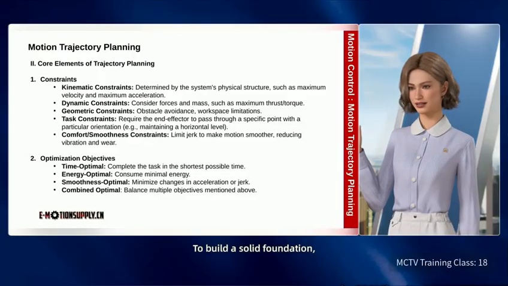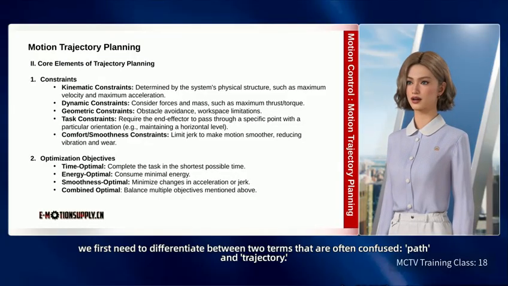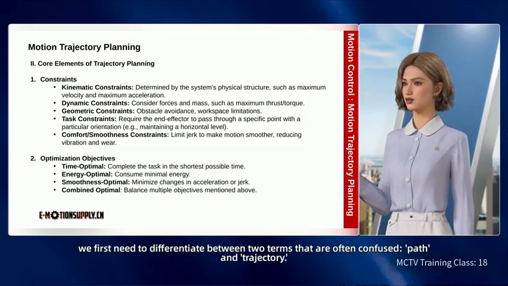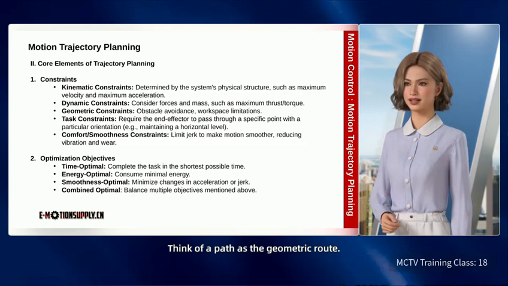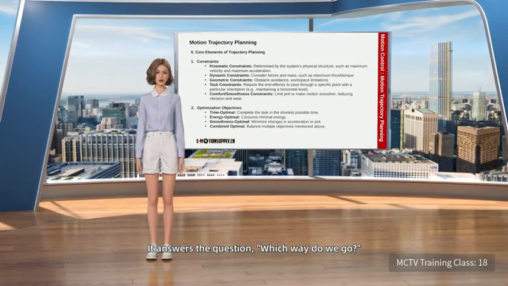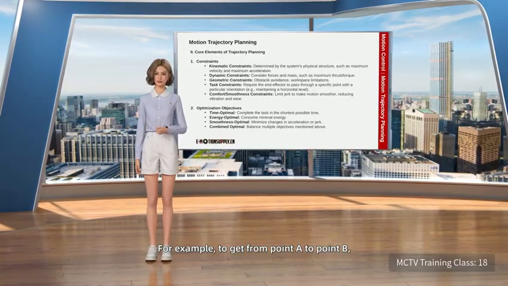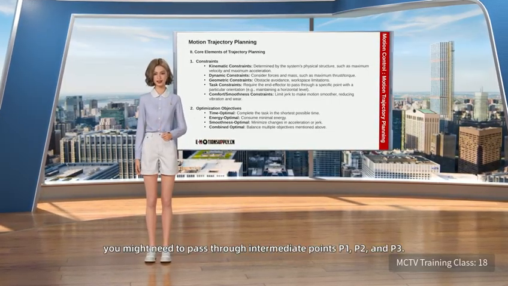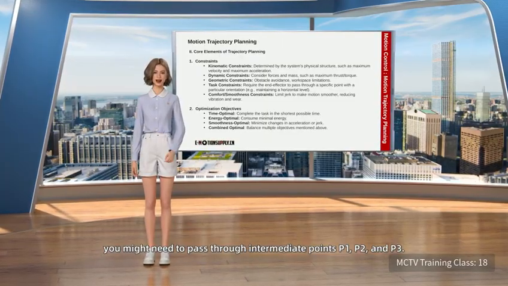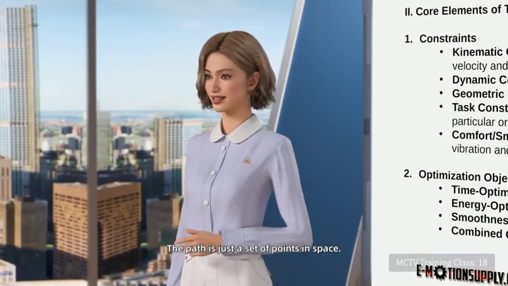To build a solid foundation, we first need to differentiate between two terms that are often confused: path and trajectory. Think of a path as the geometric route. It answers the question, which way do we go? For example, to get from point A to point B, you might need to pass through intermediate points P1, P2, and P3. The path is just a set of points in space.